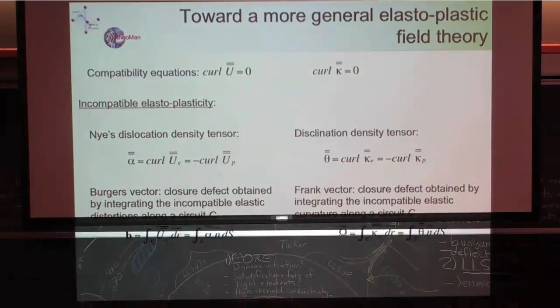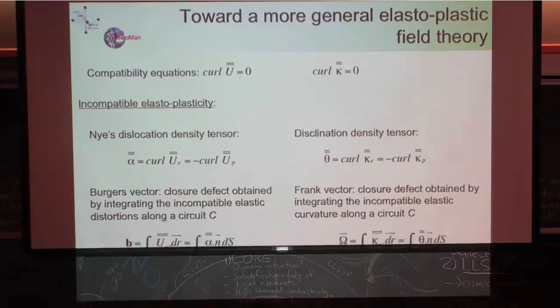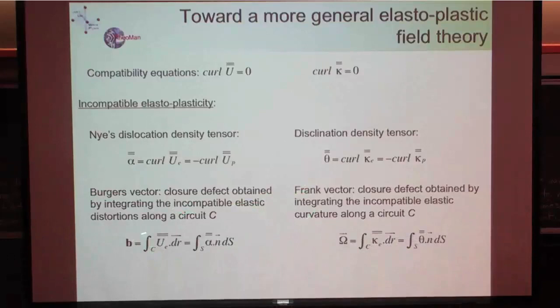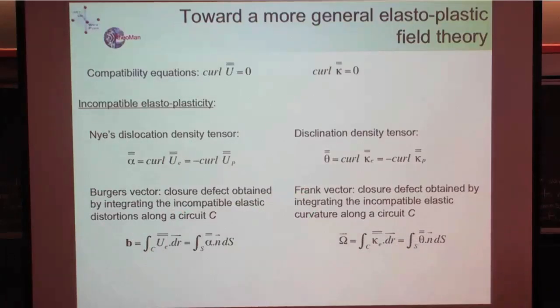It's not very convenient, but it works. If you make a closed circuit around a defect, and you do the same without the defect, you would have a closure vector, and the closure vector is a measurement of the defect, a measurement of the Burgers vector. If you do that mathematically, you find what we call the Burgers vector. The Burgers vector of the dislocation can be found by the closure vector of a circuit around the defect.